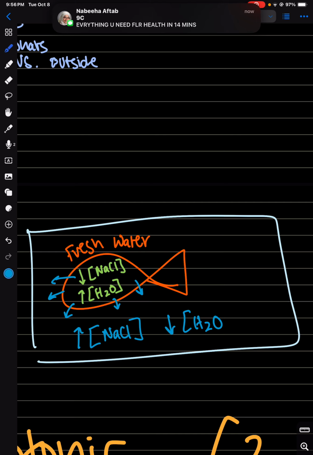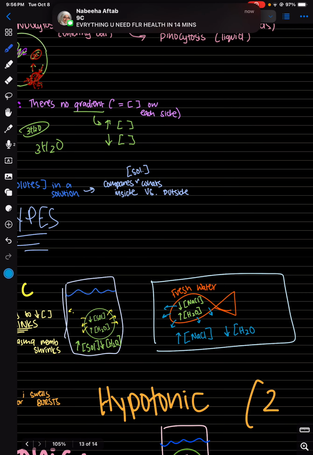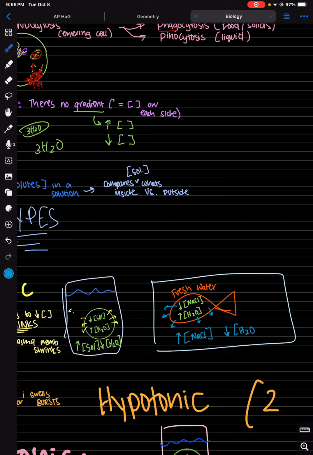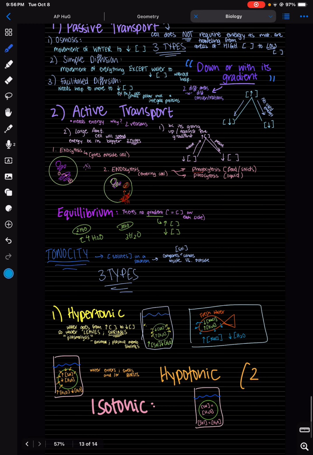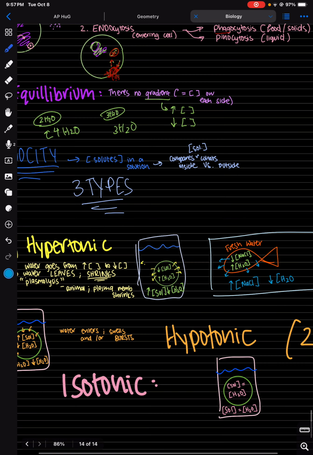And this is also an example of shrinking. You know how if you're in the swimming pool for too long, then your fingers start to get all wrinkly? Hypertonic, tonicity, whatever. The second type is the opposite. It's hypotonic.